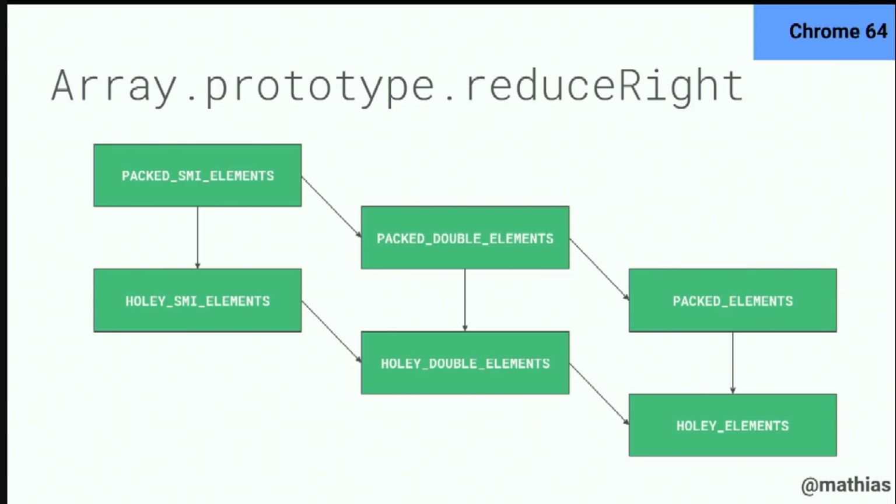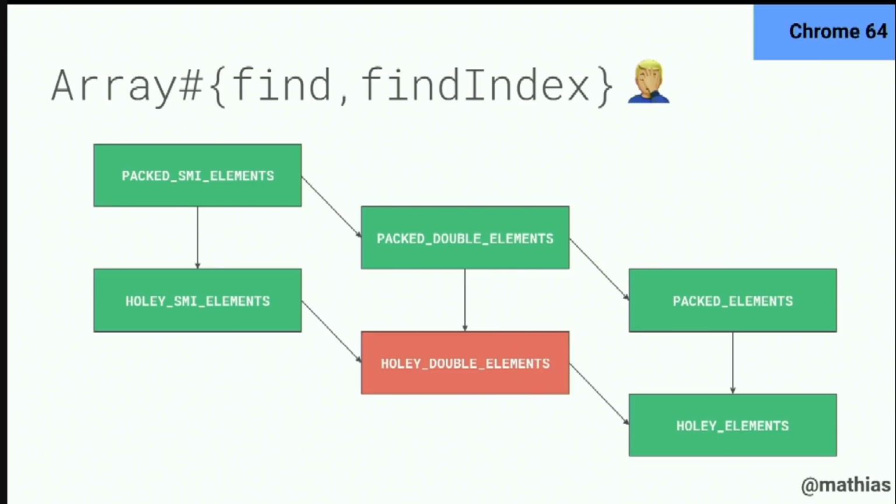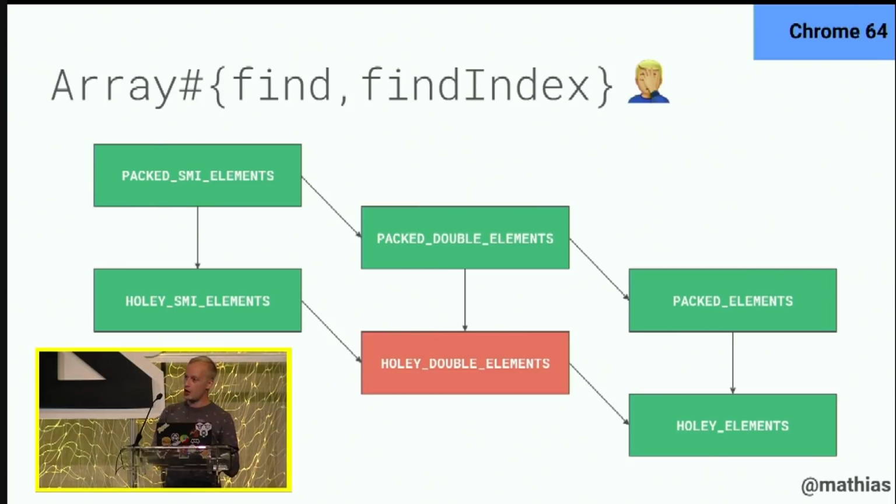And then there's these two, Array.prototype.find and findIndex. And they are a little bit special. The reason for this is that if you look them up in the spec, you will find that they treat holes in arrays differently from all the other array methods. They turn holes into explicit undefined values, which is something none of the other methods do. And for this reason, it's a little bit hard for us to optimize them in the case of holey double elements. But we're working on it.